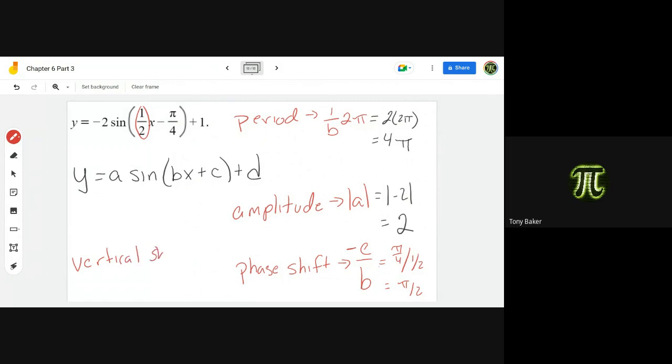Yeah, in this case, it's 1. It's D, which in this case is 1. That's going to be your shift up and down.